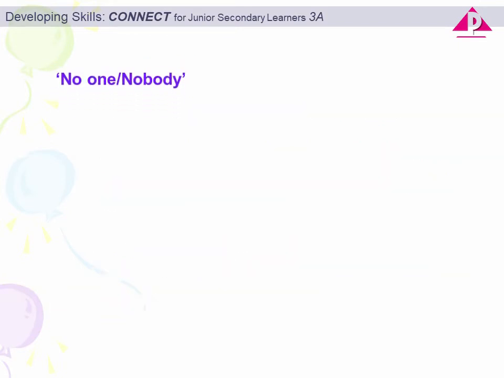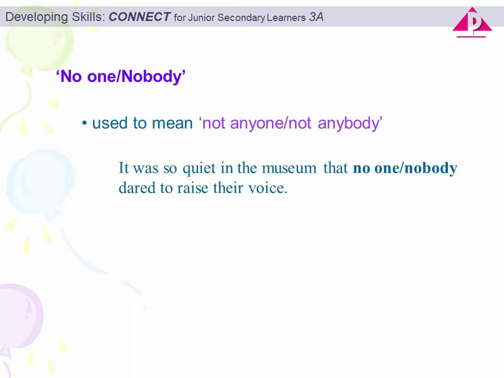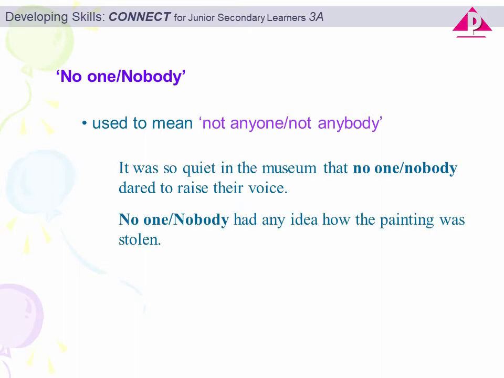For no one or nobody, we can use them to mean not anyone or not anybody. The two following example sentences exactly show you this case. It was so quiet in the museum that no one or nobody dared to raise their voice. No one or nobody had any idea how the painting was stolen.